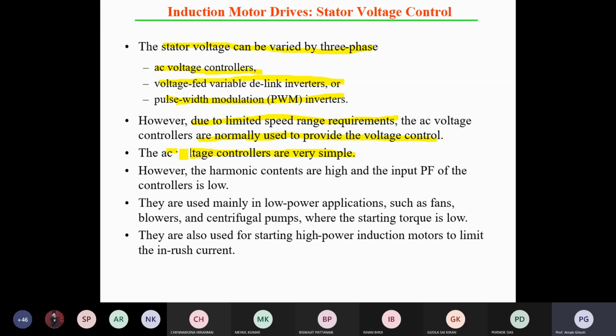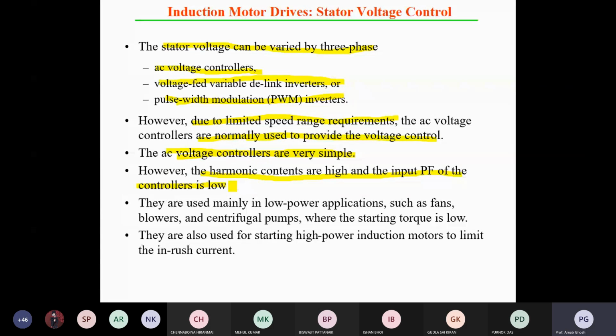The harmonic content is high and the input power factor of the controller will be low, definitely. When the firing pulse is varied, we get some controlled output, but definitely the harmonics will be high, because the output differs from the fundamental, sinusoidal component. So again you have to improve the input power factor. It depends upon the ripple and the distortion factor. How much distortion is there, you need to calculate, and you have to increase the input power factor.